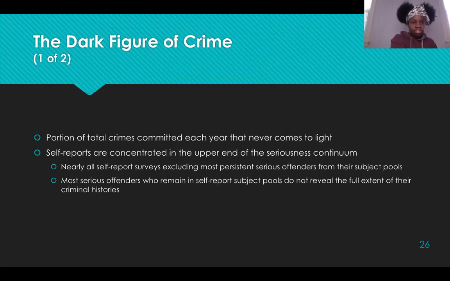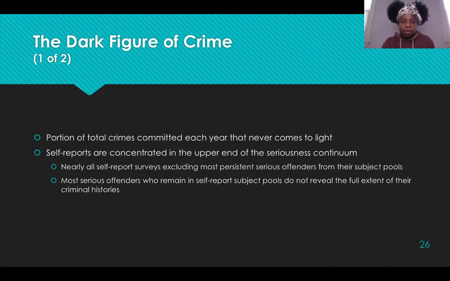One of the last sections we'll get into right now is the dark figure of crime. The dark or hidden figure of crime is a portion of the total crimes committed each year. There's a portion of the total amount of crime committed each year that never comes to light.